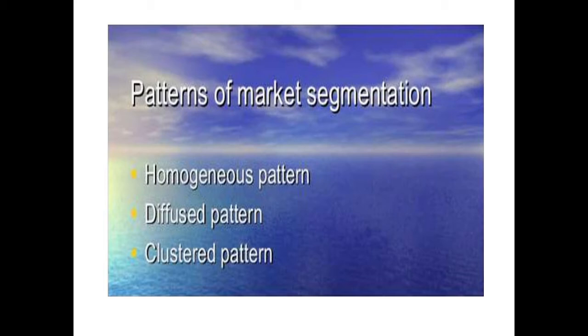There are three patterns of market segmentation: homogeneous pattern, diffuse pattern, and cluster pattern. Keeping it very simple, homogeneous preference is when consumers want the same things. It may be a cosmetic or an electronic gadget. For example, the consumers of Samsung. There may be a group of people who want a Samsung phone alone. So they are homogeneous. As the name indicates, homogeneous is something similar. So a similar taste exists among the consumers in the group.